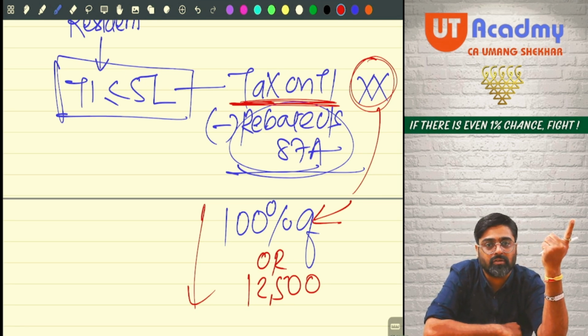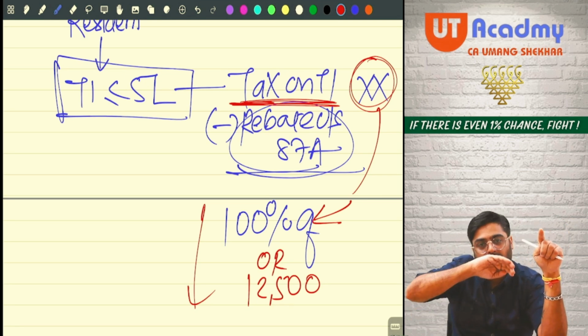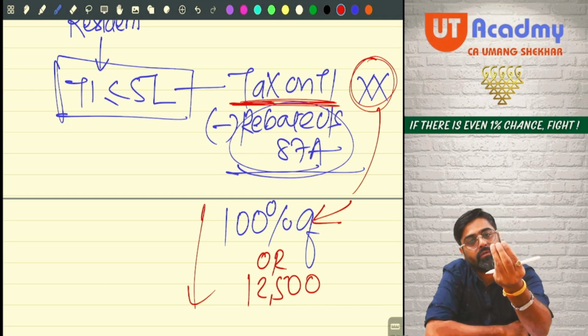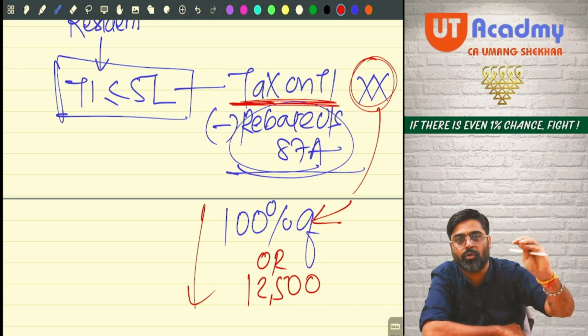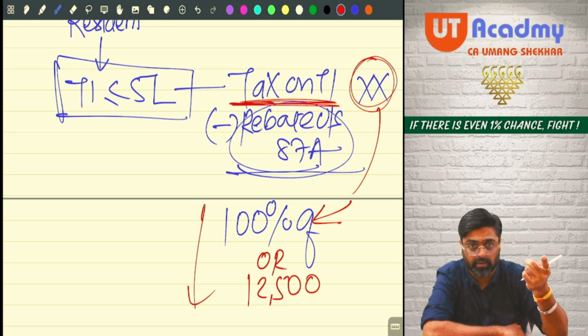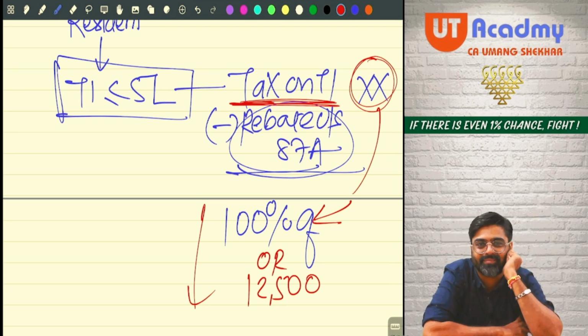So either 15,000 or 12,500, whichever is lower, 12,500, claim the rebate of 12,500. So what was your tax? 15,000. Out of that, take a rebate of 12,500. Whatever balance remains, 2,500, that you pay. But on that, you will apply 4% cess. Understood? No? Sure. Now pay attention. Pay attention.